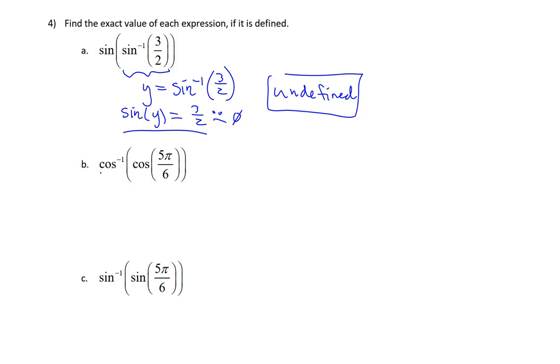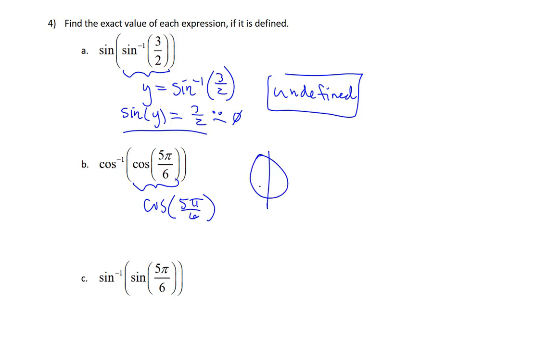Example B says cosine inverse of cosine of 5 pi over 6. Well, we're going to follow the same process, and on any problem like this, and you'll see plenty of them, it's best to work from the inside out. So we're going to do the same thing. If I look inside this first set of parentheses, what I'm looking at there is the cosine of 5 pi over 6. Well, as soon as you write that out, what do you notice? Notice that we know what that means, right?